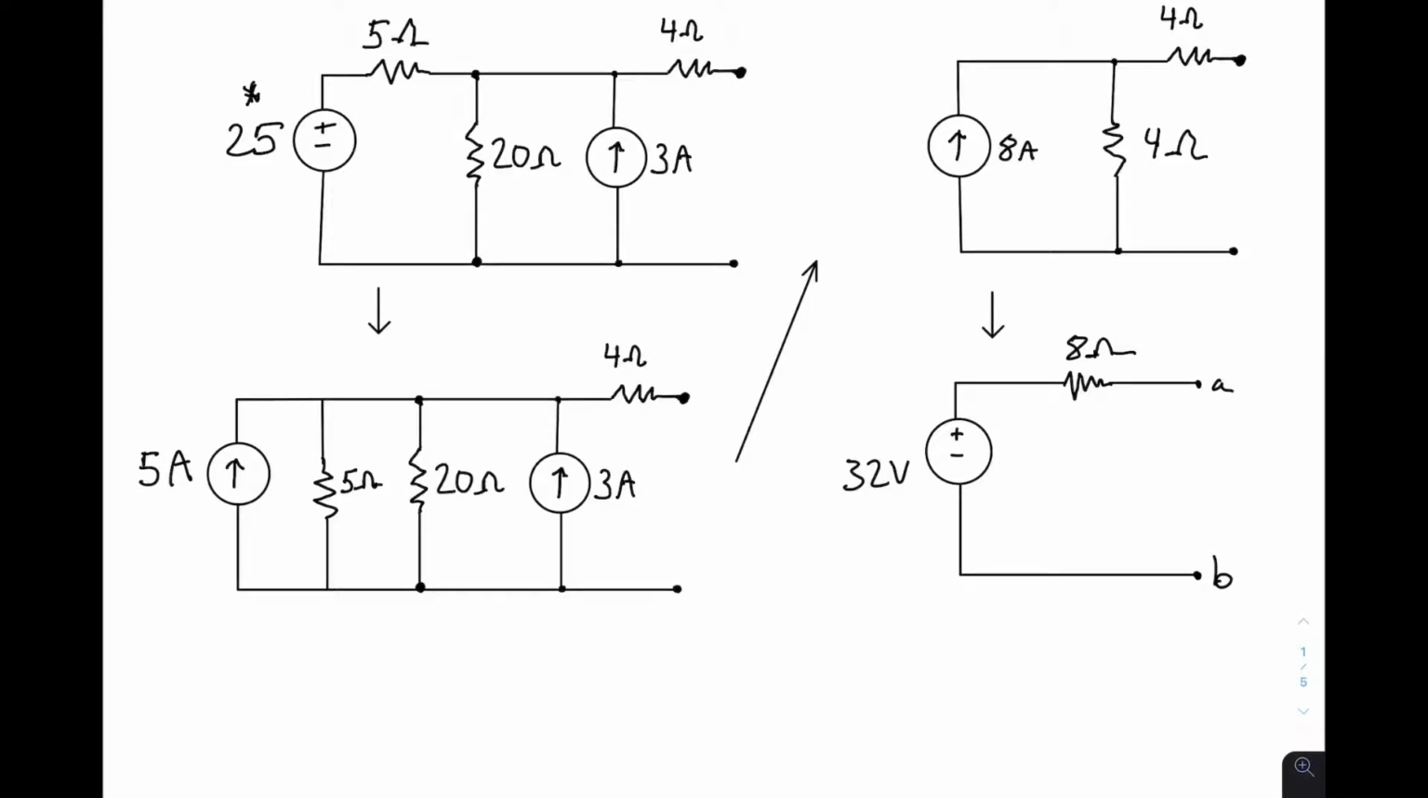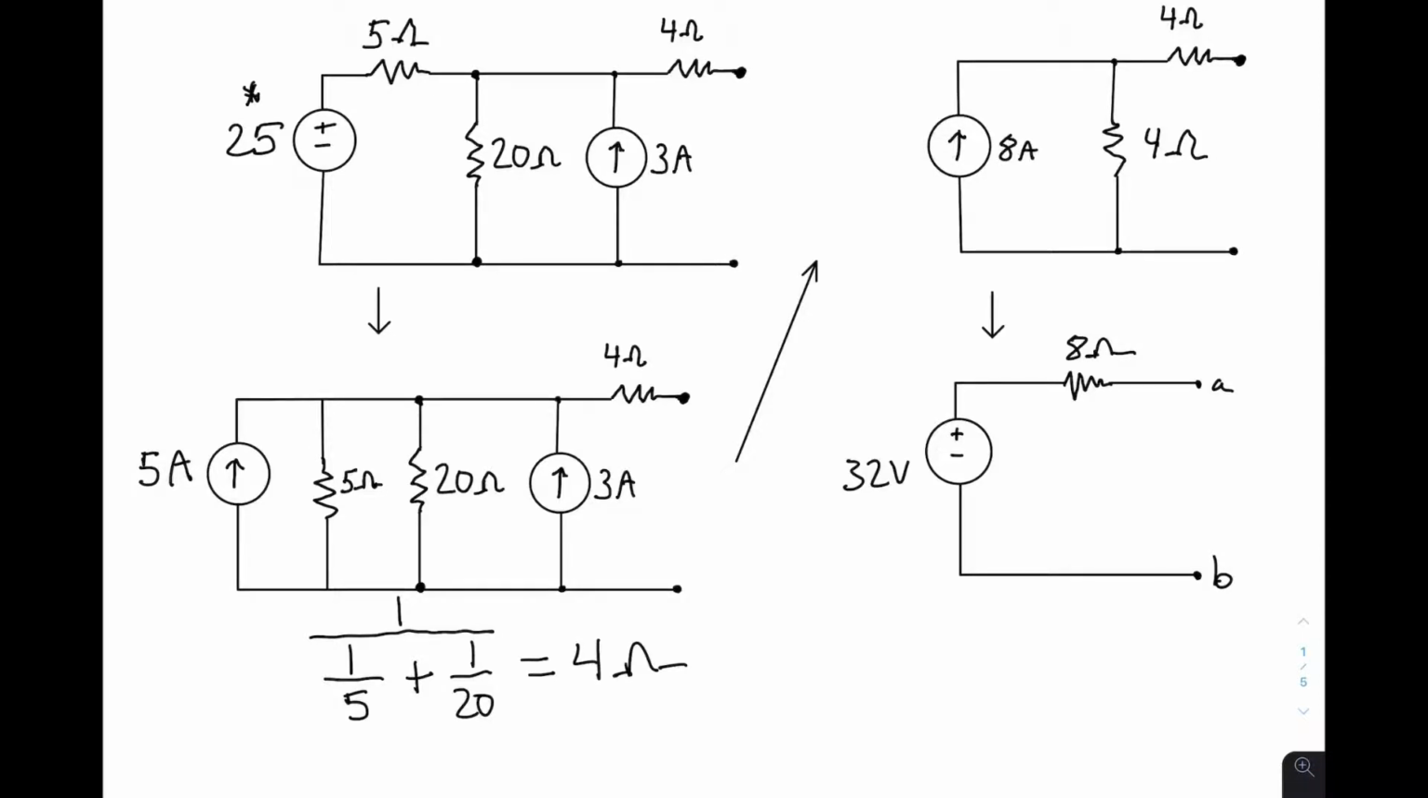Next, we can combine some parallel resistors. So if you take the formula for resistors in parallel, our equivalent resistance is going to be 1 over the 5 ohms plus 1 over 20 ohms, and your final answer is going to be 1 divided by all of this, which is going to equal 4 ohms.